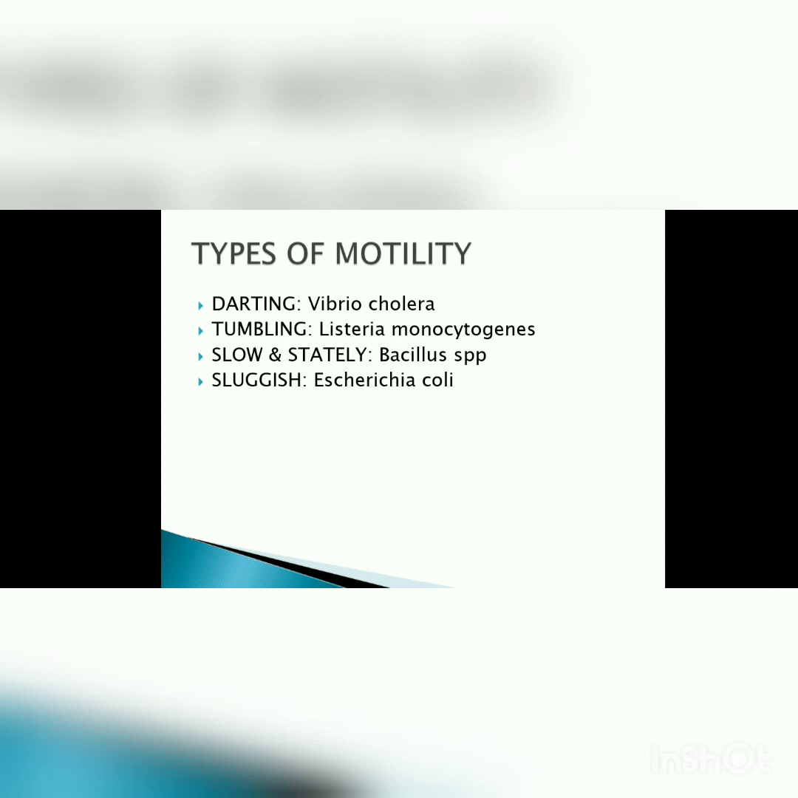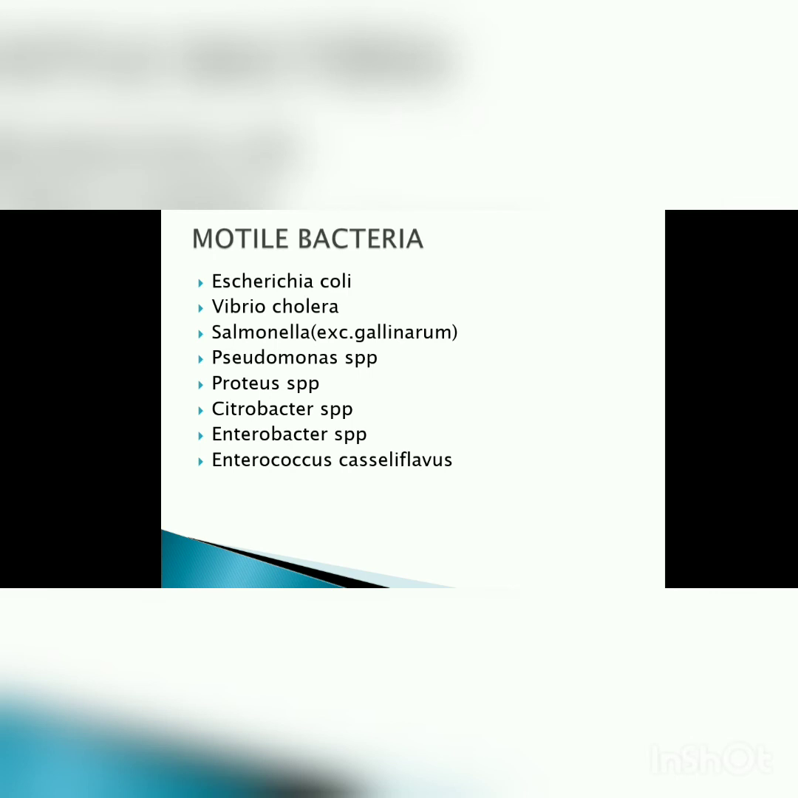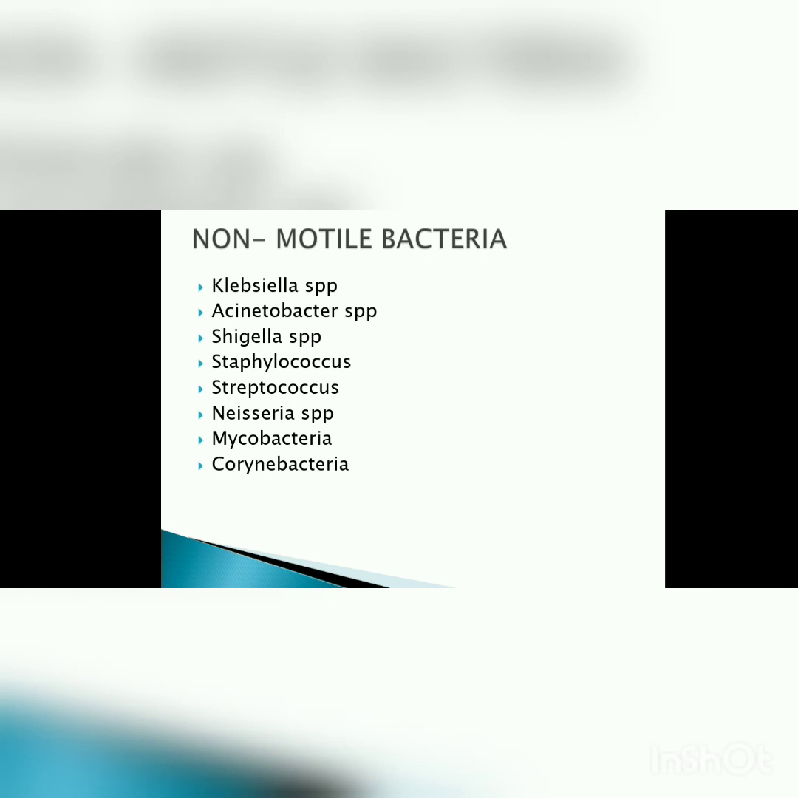Then types of motility: darting, tumbling, slow and straight, and sluggish. Examples: Vibrio cholerae, Listeria, Bacillus, and for sluggish, Escherichia coli. Motile bacteria: Escherichia coli, Vibrio cholerae, Salmonella, Pseudomonas, Proteus, Citrobacter, Enterobacter, and Enterococcus casseliflavus. Non-motile bacteria examples are Klebsiella, Acinetobacter, Shigella, Staphylococcus, Streptococcus, Neisseria, Mycobacteria, and Corynebacteria.